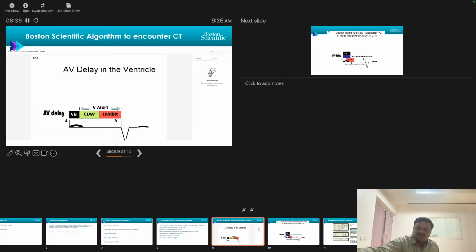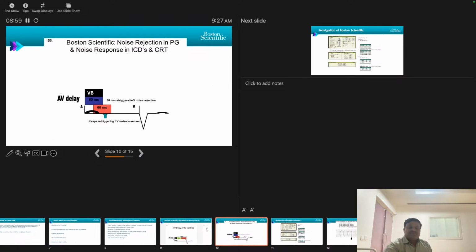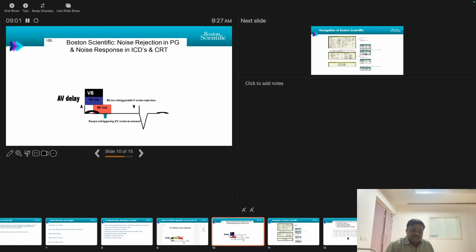It is going to look during that particular window. After that, the device will look for whether any ventricular activity is going to come or not. If not, the pacemaker will pace from the device. For example, after the atrial pulse, the ventricular blanking period will start. That is about 60 milliseconds. After 60 milliseconds, the device will wait for another 60 millisecond window.